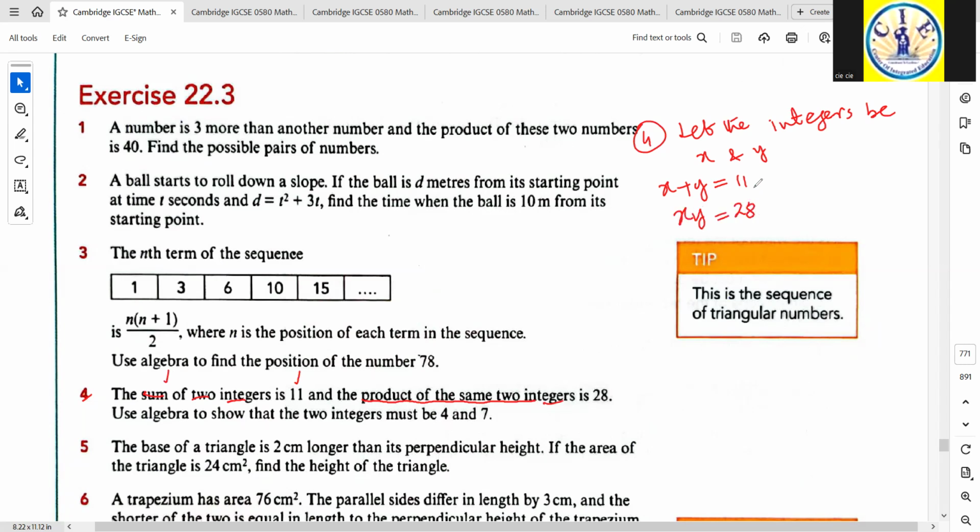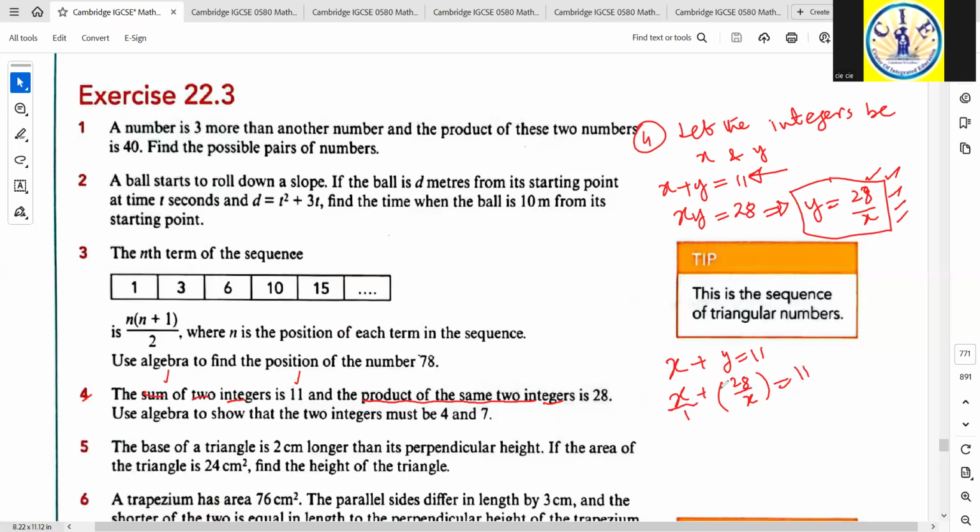Now this question has to be done using the substitution method of simultaneous linear equations. From here, I can have the value of y, that is 28 divided by x. I can also have the value of x from this equation. Now I need to substitute this value of y into this equation. So x plus y equals 11 becomes x plus 28 divided by x is equal to 11.